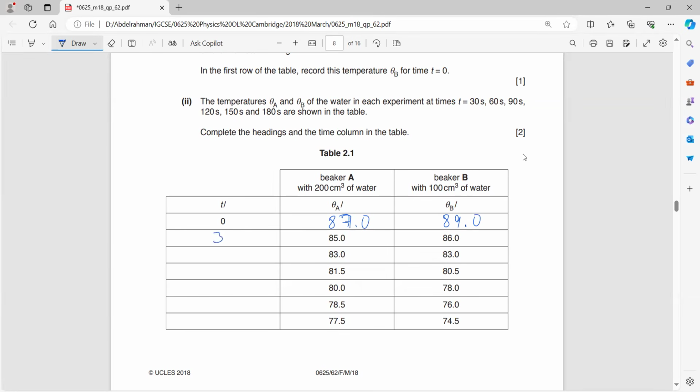The timings should be 30, 60, 90, 120, 150, and 180. The column headings, the time must be in seconds. It's not a must for the time to be in seconds, but because the time in this question was in 30 seconds, 60, 90 seconds, the column has to be in seconds. The temperature has to be in degrees Celsius. Okay, the initial temperature of the hot water in both cases.